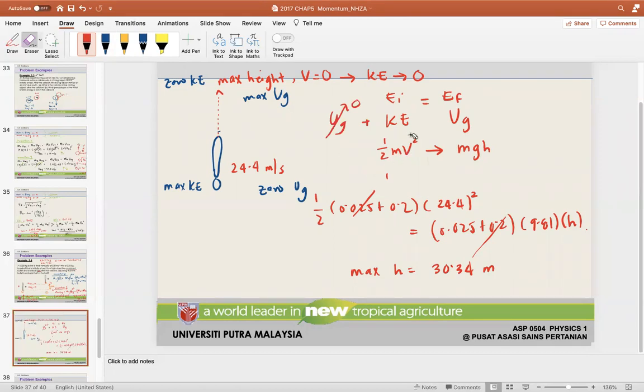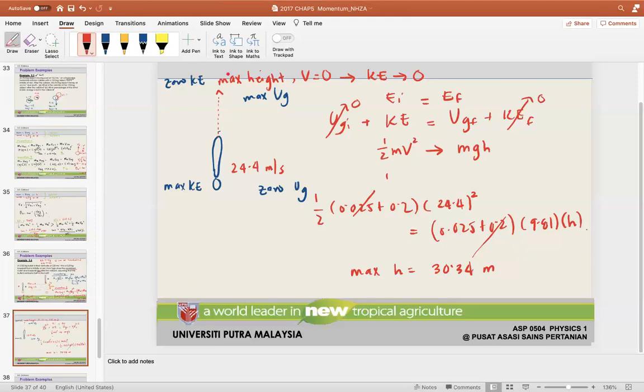Alright, thank you. So here I said the KE is converted to UG. But the equation is actually UG final plus KE final. So KE final is zero because at maximum height V equals zero. At the initial point, UGI is zero because we assume that we started at zero. So KE is at a value, and then we have a value for UG. So it just means KE is converted completely to UG. Right, your question is correct. Okay, we are using the conservation of energy.